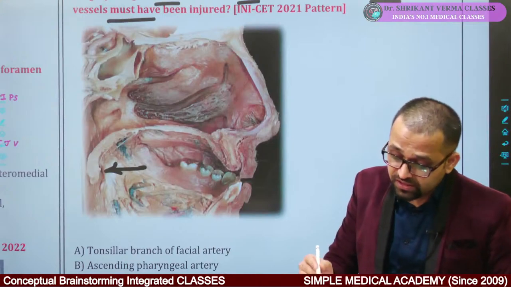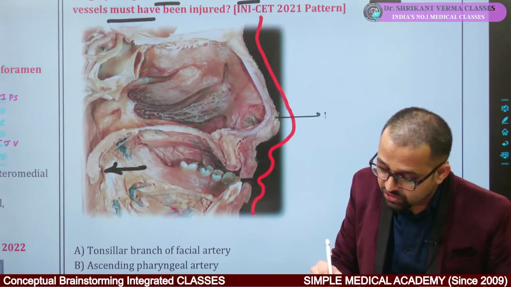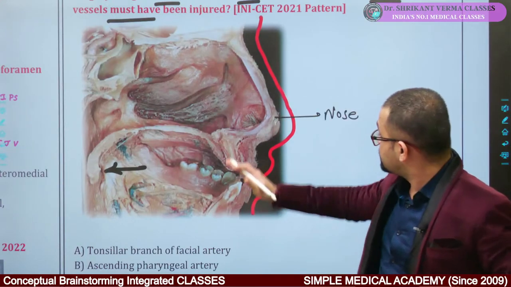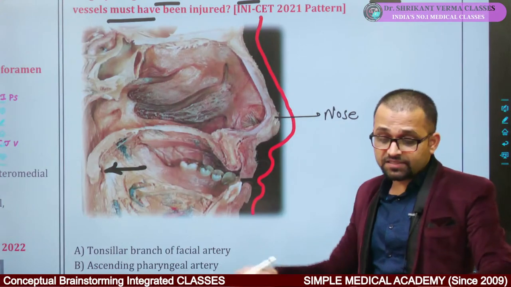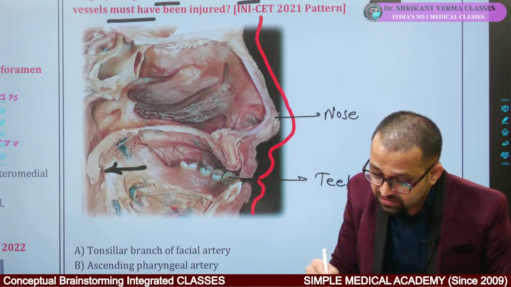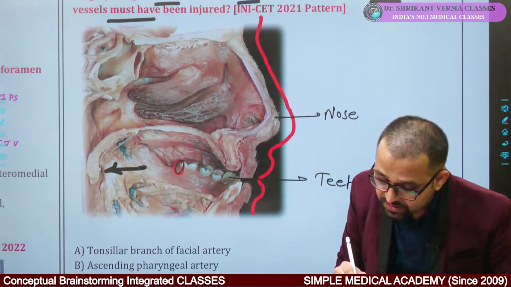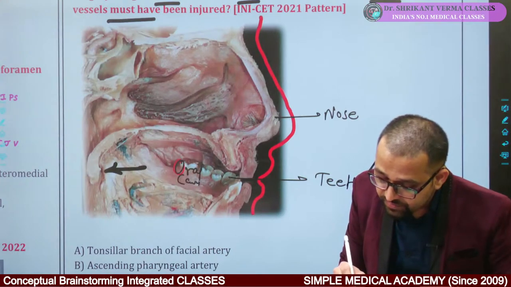Now, just try to identify what this structure is. You have to use common sense. Sir, this is the portion which is having elevation and depression. So definitely this is the nose. So this is front, that is back. Yes, it is the nose area, and you can see the teeth also. If it is the teeth, then definitely this is our oral cavity. Agree? Yes, sir. This is the oral cavity.